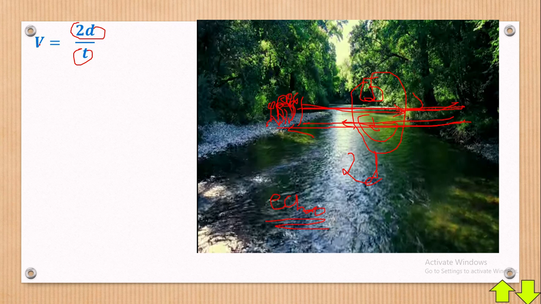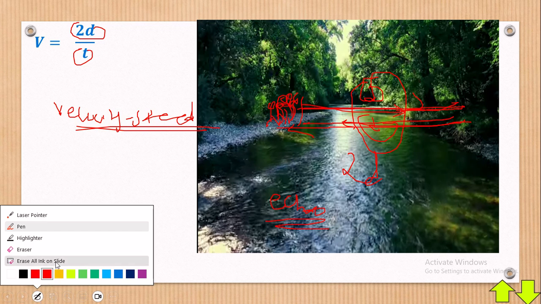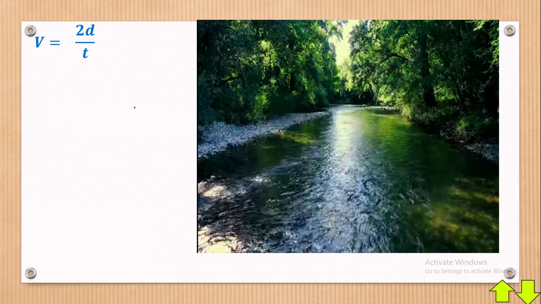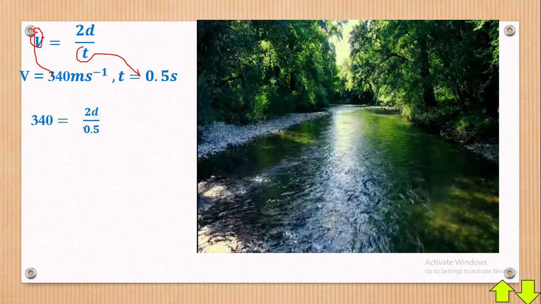So we have velocity is equal to 2D over T. Velocity is the same as speed, please. In layman's language, not really, but for simple understanding, velocity means speed. Now with that, let's get this answered. We had velocity as 340 meters per second, and time was 0.5 seconds. So we're going to substitute. We put this right here, and we put the T right here, then we get the D.